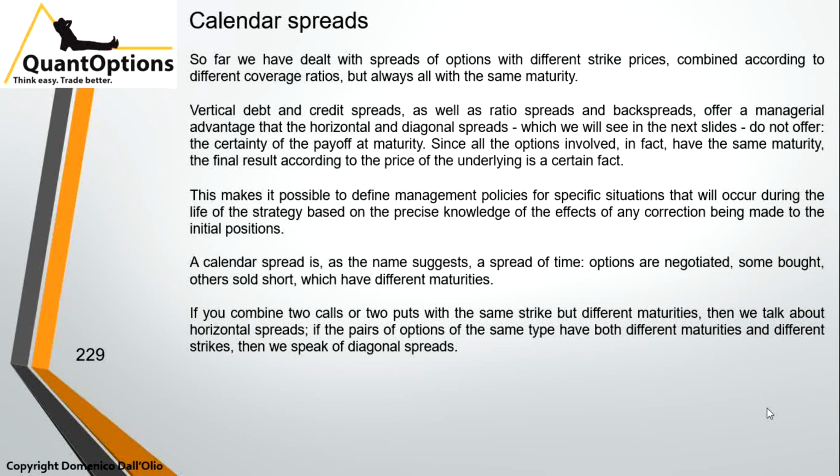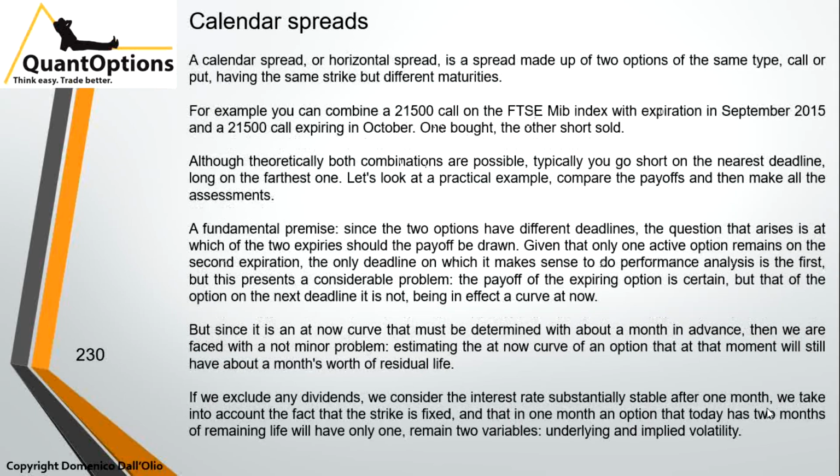A calendar spread is, as the name suggests, a spread of time. Options are negotiated, some bought, others sold short, which have different maturities. If you combine two calls or two puts with the same strike but different maturities, then we talk about horizontal spreads. If the pairs of options of the same type have both different maturities and different strikes, then we speak of diagonal spreads.